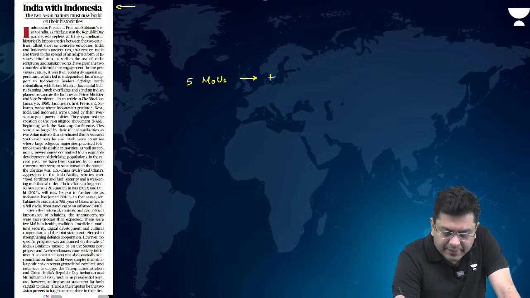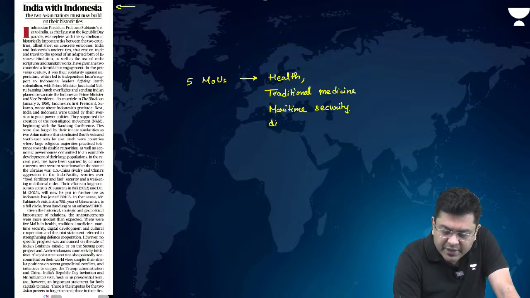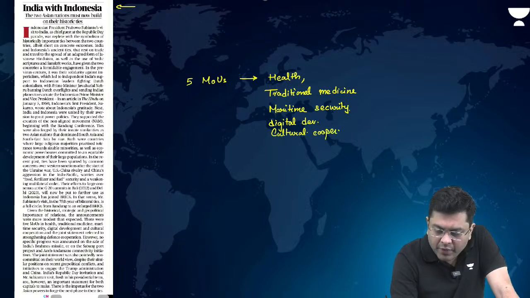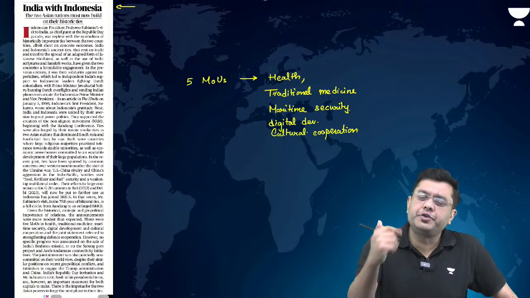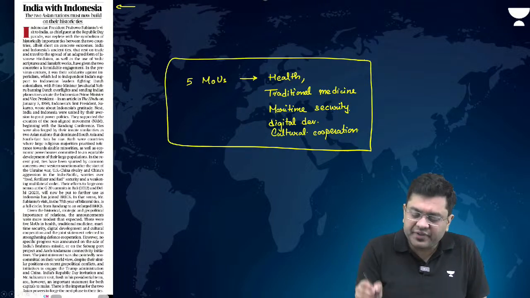MOUs were signed in health, traditional medicine, then after that, maritime security, then digital development, and then after that, cultural cooperation. However, there was also talk of strengthening and deepening the defense ties. That was also there, but these were the 5 MOUs which were signed.